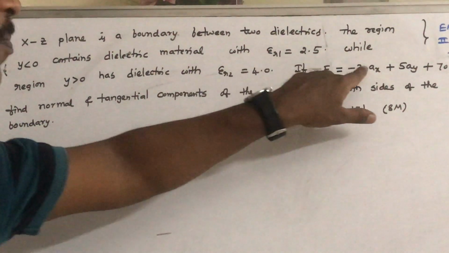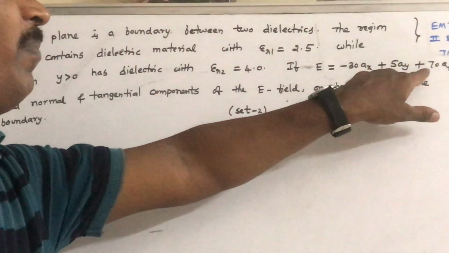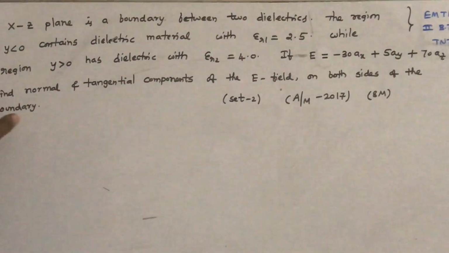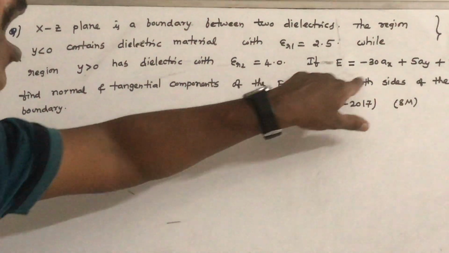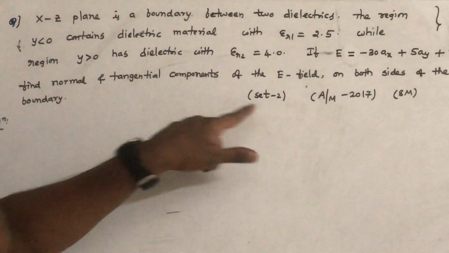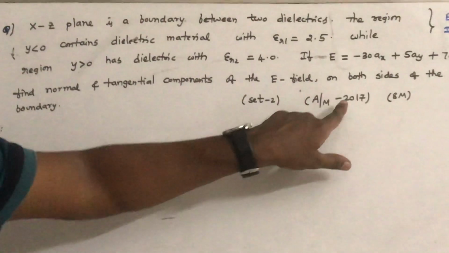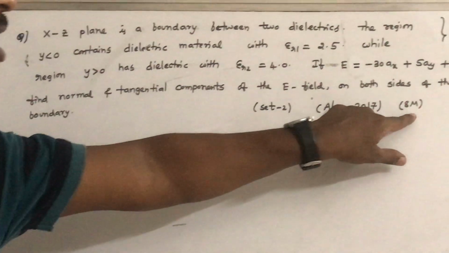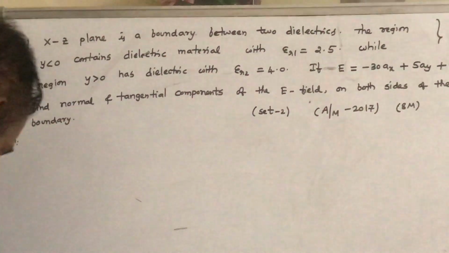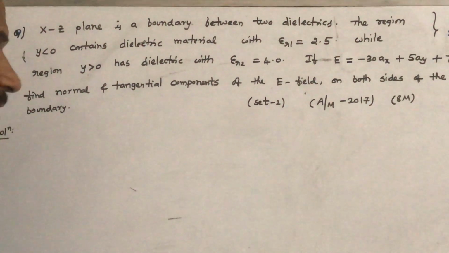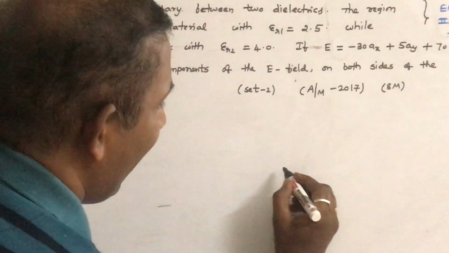If E is equal to minus 30 ax plus 5 ay plus 70 az volt per meter, find the normal and tangential components of the electric field on both sides of the boundary. This question is given in set 2, April-May 2017, 8 marks. It is based on dielectric boundary conditions, so let us represent all this data in a diagram.